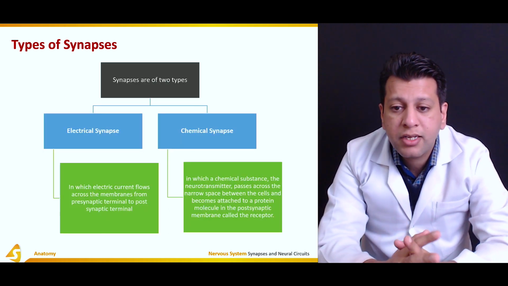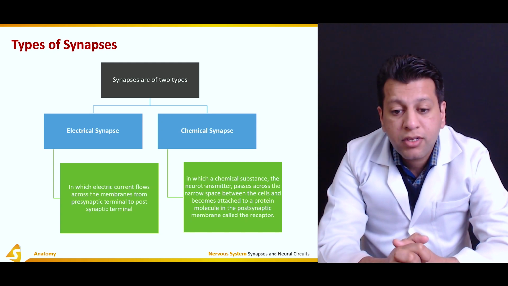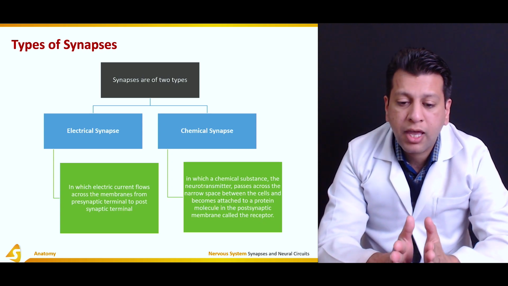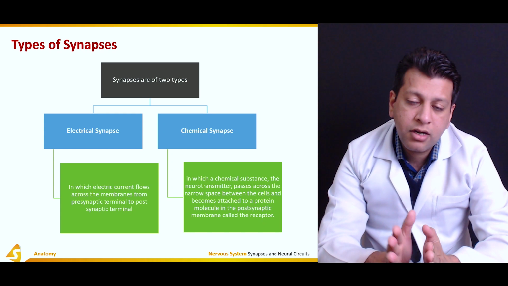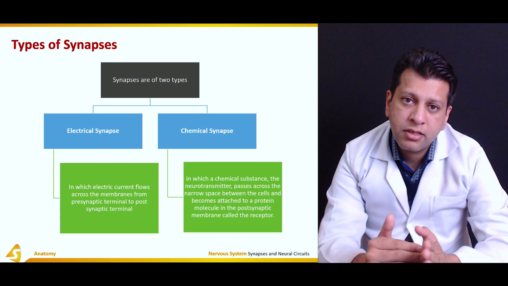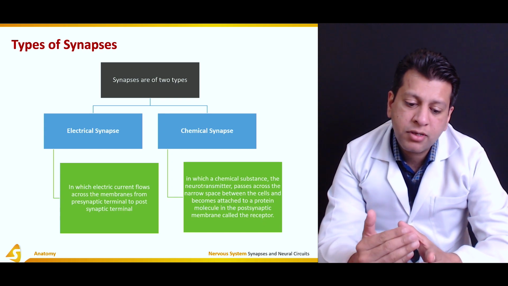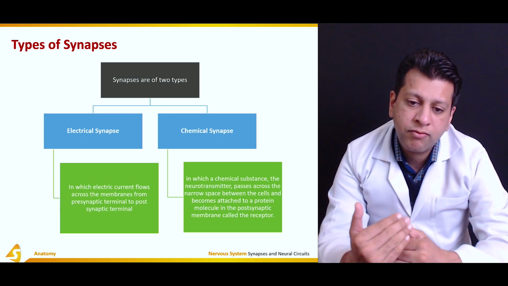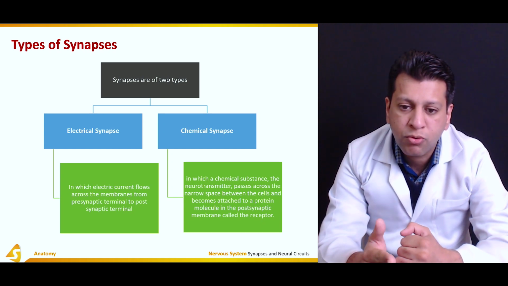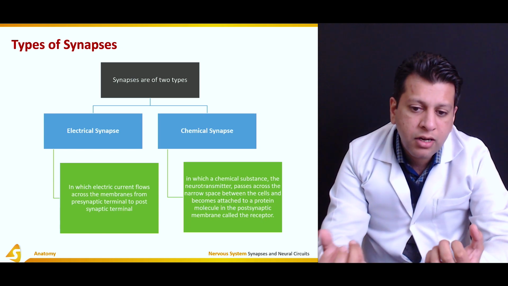So we have divided synapses into two types: electrical and chemical. In an electrical synapse, electric current flows across the membrane from the presynaptic terminal to the postsynaptic terminal. Now remember, this is a synapse. A synapse could be a gap or it could be anything. The presynaptic terminal is where the stimulus is coming in, and the postsynaptic terminal is after the synapse, where the action potential or stimulus is going to go. So it could be either electrical or chemical.